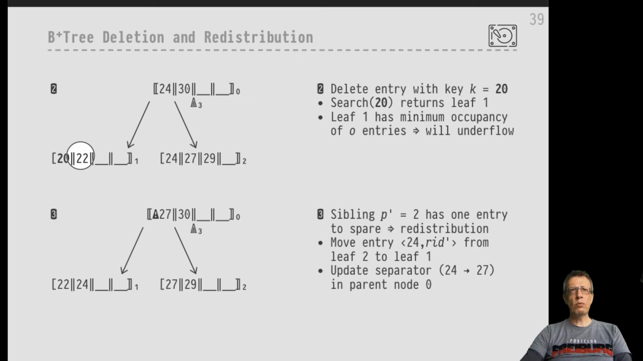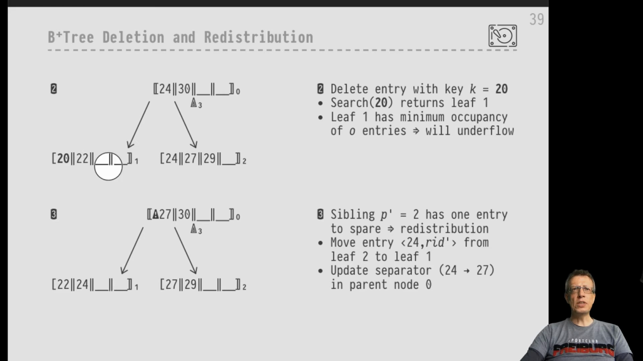The first thing that we will look for now is a sibling leaf. There's only one sibling here, page 2, a sibling leaf that has stuff to spare. We can indeed spare 1 entry in this sibling leaf. Removing that entry and moving it over to leaf node 1 would still leave us with 2 entries here, which does not violate the minimum occupancy rule. So indeed, leaf node redistribution is a viable option here.